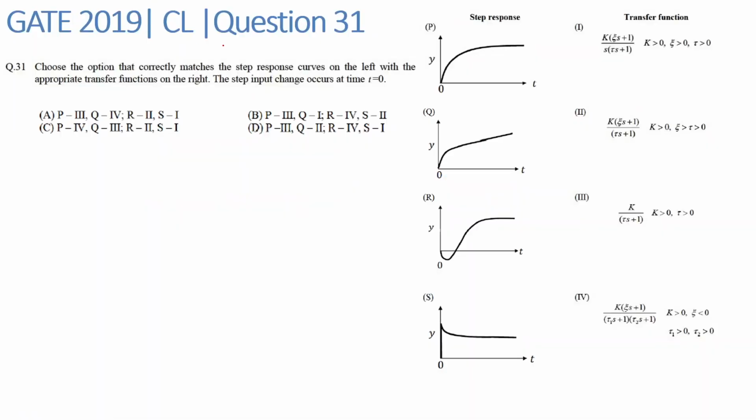We are solving question number 31 of GATE 2019 Chemical Engineering paper. And the question is, choose the option that correctly matches the step response curve on the left side with the appropriate transfer function on the right side. The step input change occurs at time t equal to 0. And we have been given the options corresponding to this. Match the following.